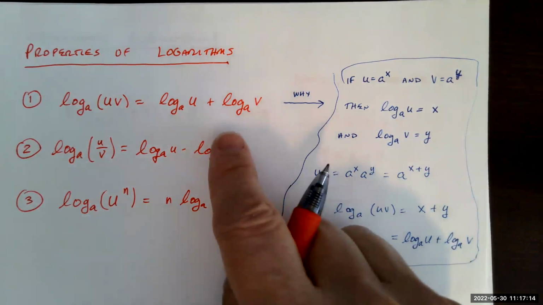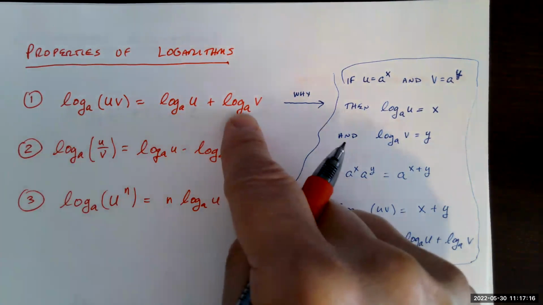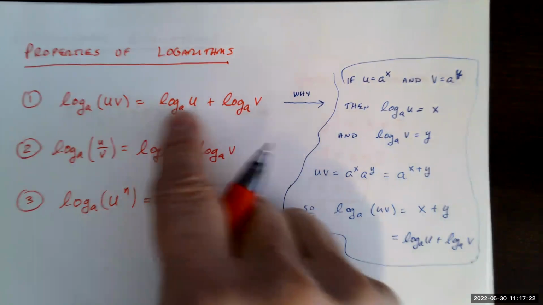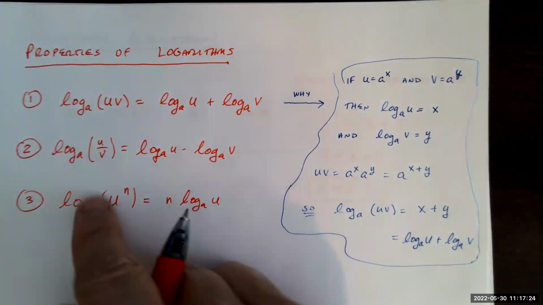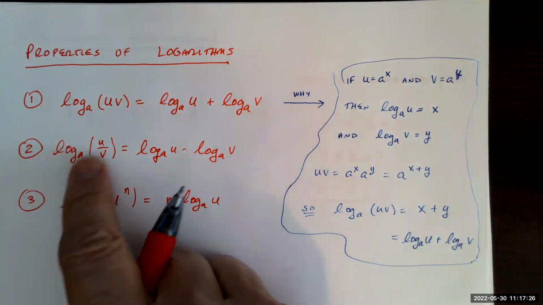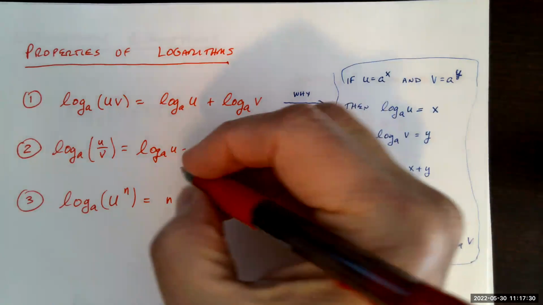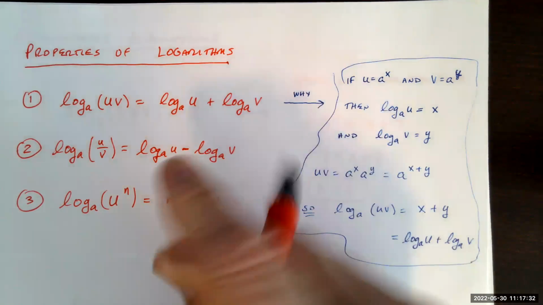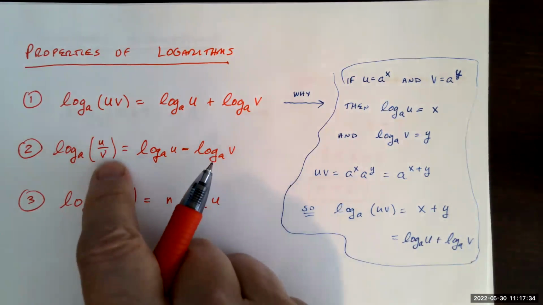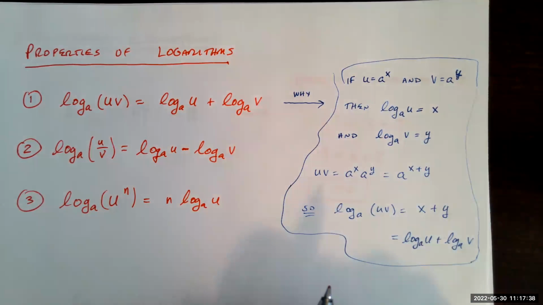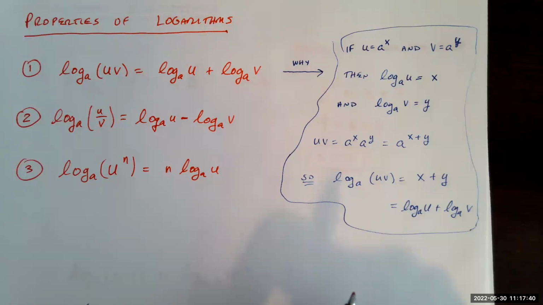So in other words, we're dealing in the exponent realm. If I'm multiplying like bases to different powers, what do we do with their exponents or logarithms? We add them. Similarly, log base a of u divided by v is log base a of u minus log base a of v. So we subtract exponents, right? When I'm dividing, if I had a to the x divided by a to the y, that would be x minus y for the exponent.